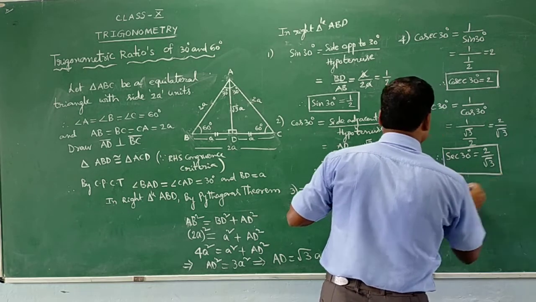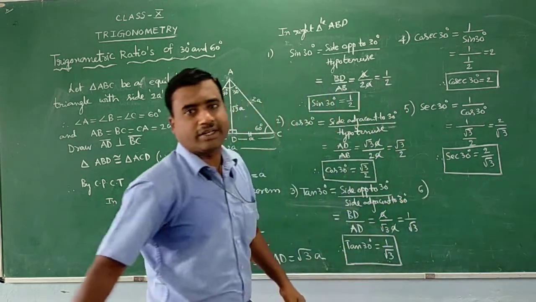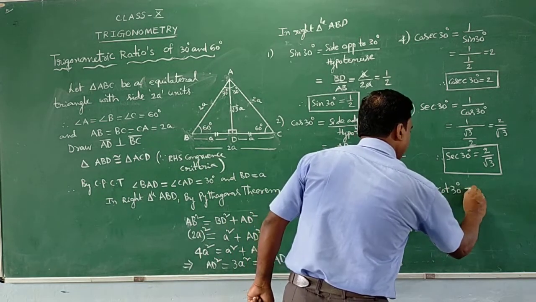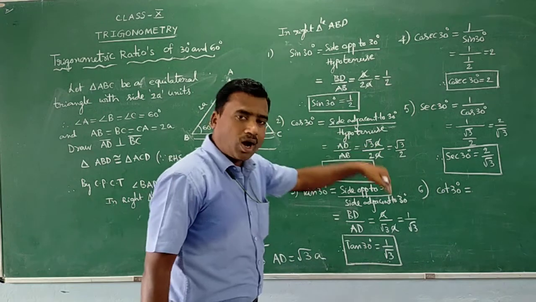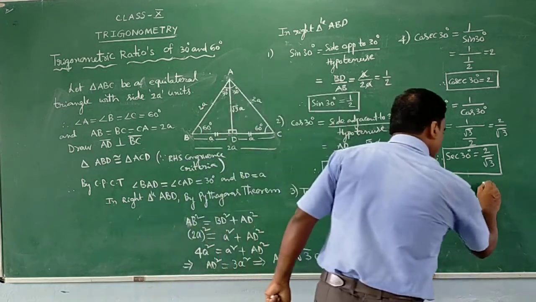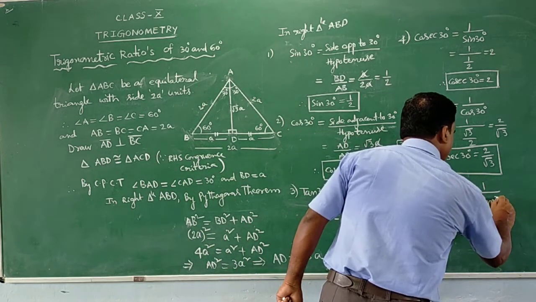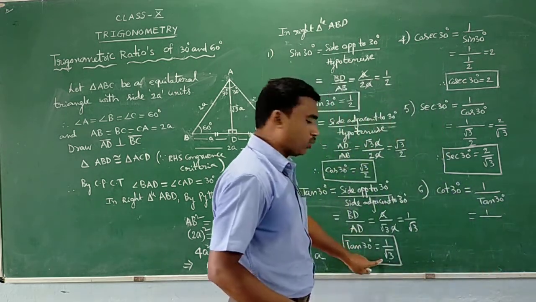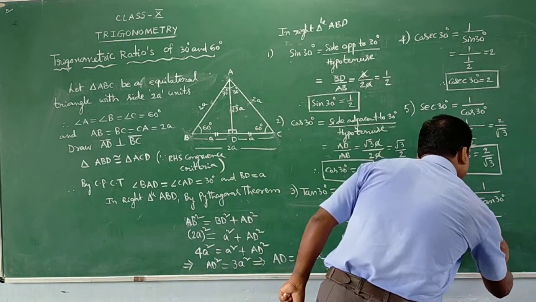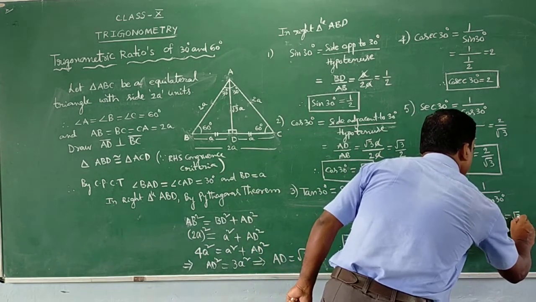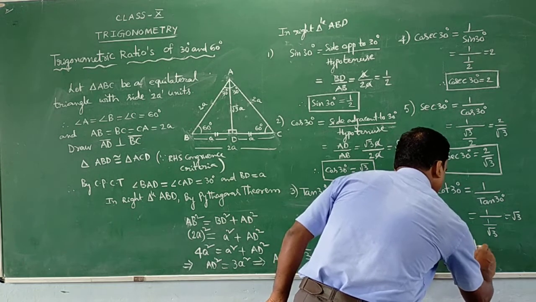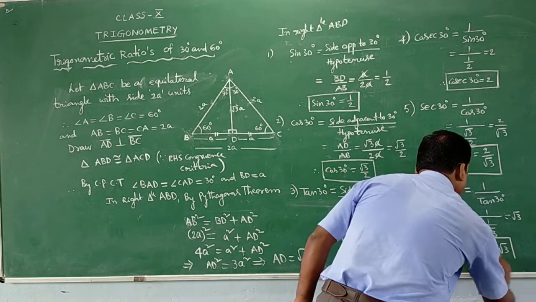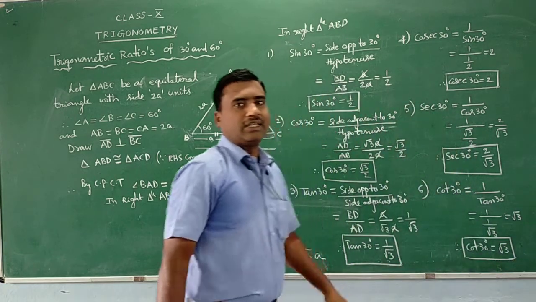Now the last one, cot 30 degrees. Cot theta is equal to 1 by tan theta. So cot 30 degrees is equal to 1 by tan 30 degrees, which is 1 by 1 by root 3, equal to root 3. This is the value of cot 30 degrees.